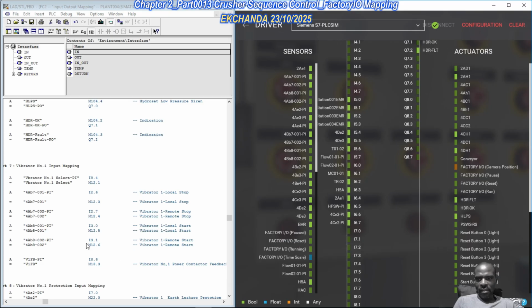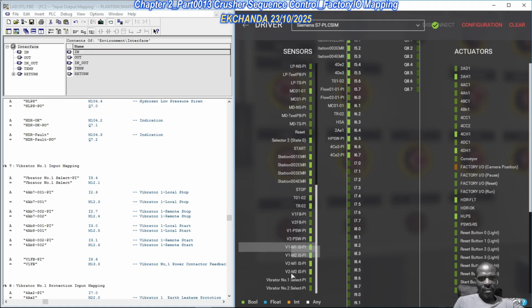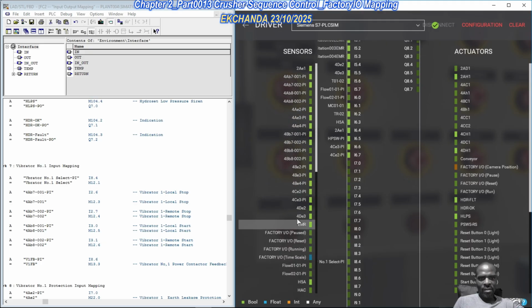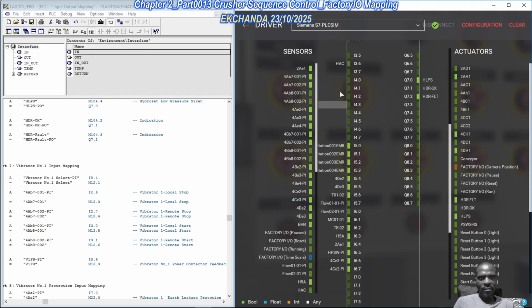Okay, so where are we? We're saying vibrator 1 select is mapped to input 8.4, and then vibrator number 1 local stop is by way of 4AB7. So 4AB7 001 is mapped to input 2.6.